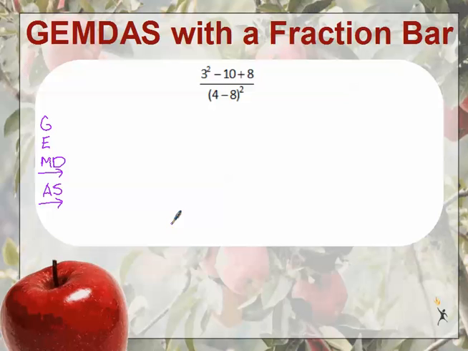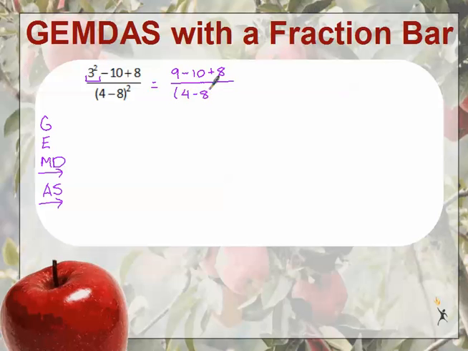Alright. And for these problems, I kind of like to work side to side because it gives you a little bit more space. So I'm actually going to bump this over so I have some space to go across my page. So I'm going to write my first fraction bar. And I'm going to do the top first. I don't have any groupings up top, but I do have this exponent here. I have 3 to the second power, which gives me 9. So I have 9 minus 10 plus 8. And that's all over 4 minus 8 to the second power.